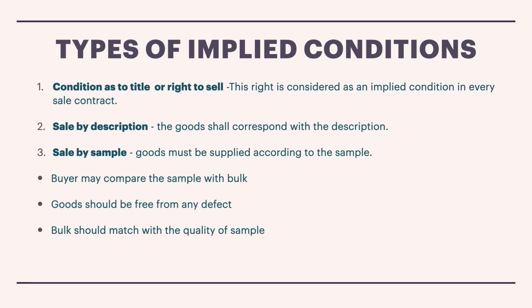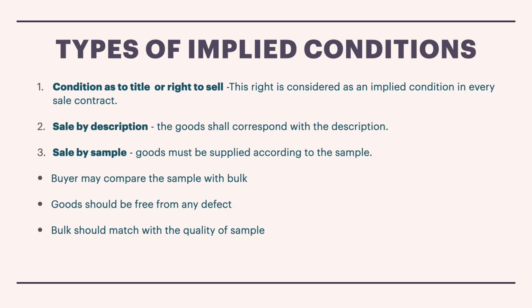Correct? Mr. A cannot sell the car of Mr. B. Why? Because A does not have the ownership rights over the car. Only B has the rights over the car, so only B can sell his car to anybody. Correct? So that is called the condition as to title or the right to sell. Who has the right to sell? One who owns the commodity, owns the product, has the right to sell.